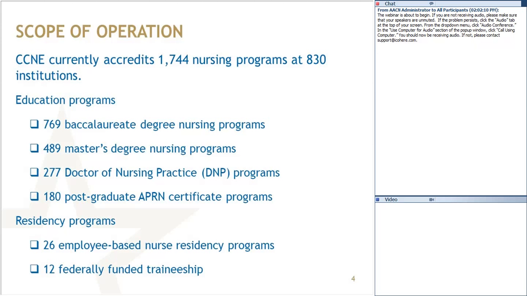So as you know, or I hope you know, CCNE has been celebrating its 20th anniversary this entire year, and we just wanted to draw to your attention the support that we've had over these last 20 years and how we've grown from being a brand new accreditor to currently accrediting nearly 1,800 programs at over 800 institutions, and you can see the breakdown of that.